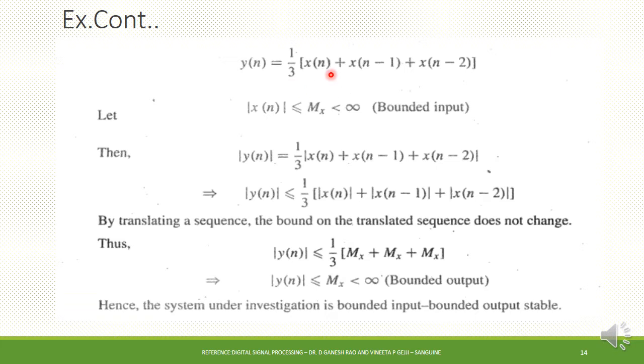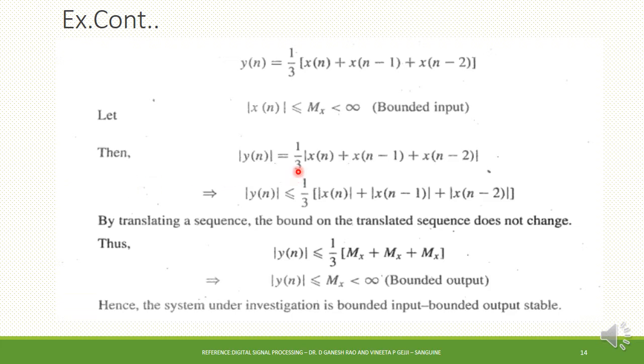Let x of n be a bounded input, that is, the modulus of x of n is less than or equal to Mx, which is less than infinity. This is your bounded input. Okay, this is your y of n. So we are taking this one.